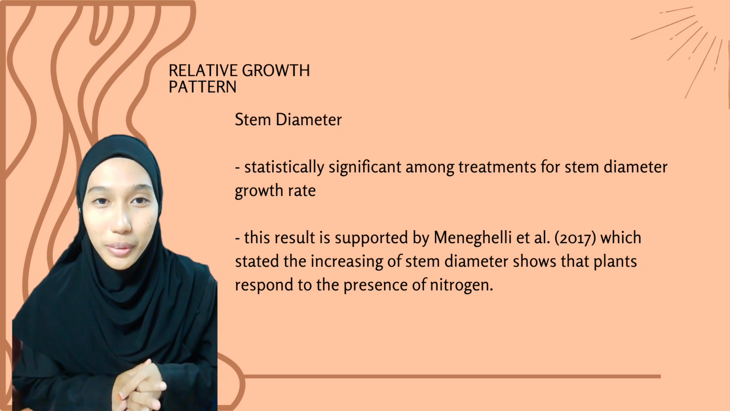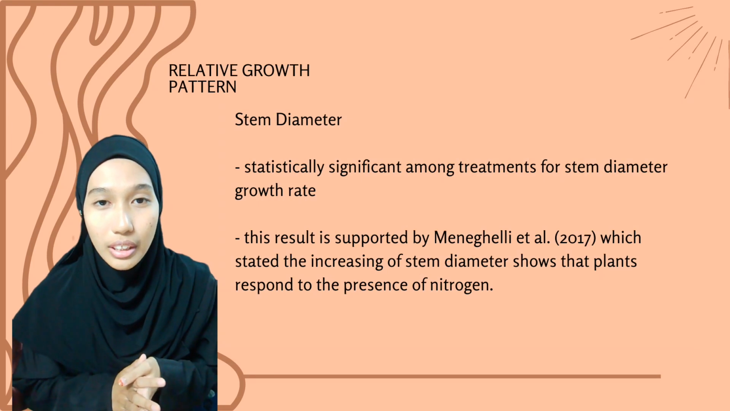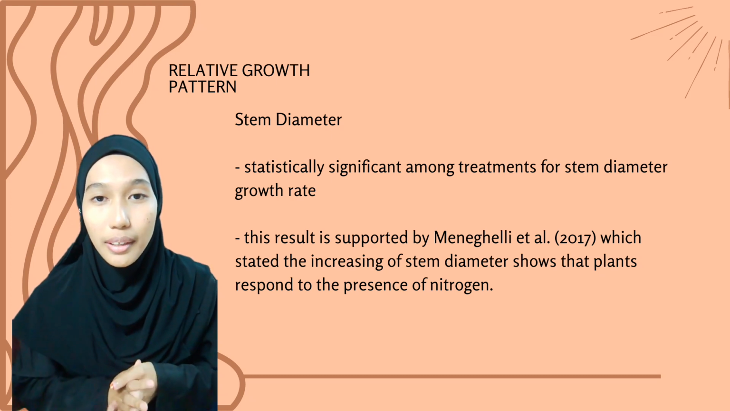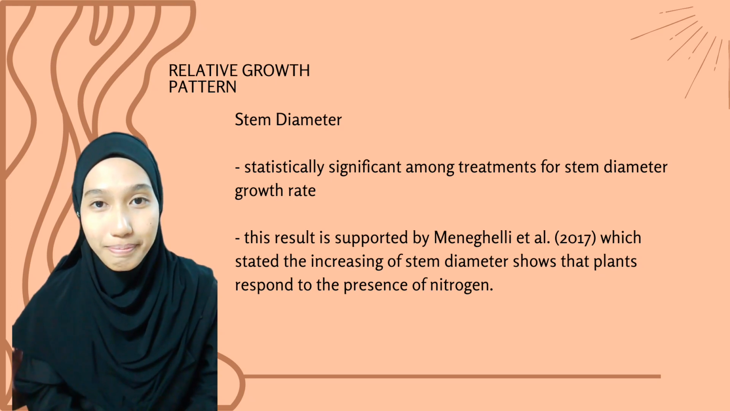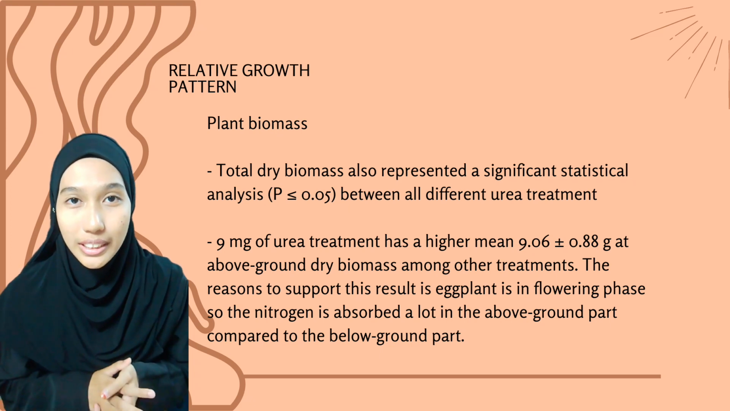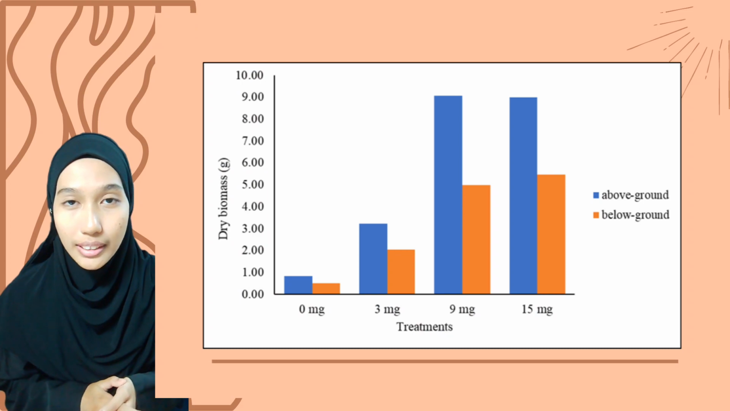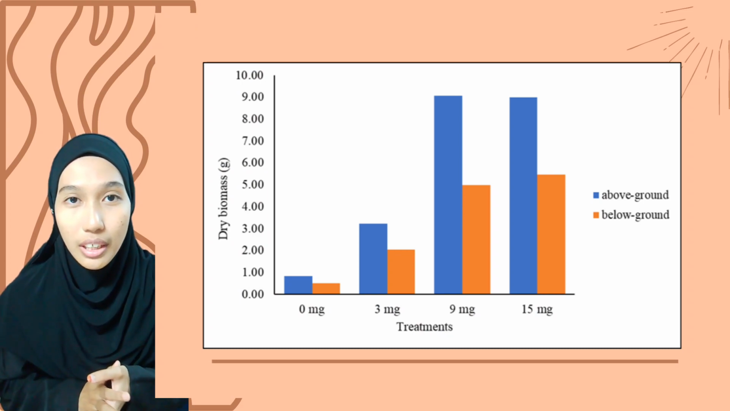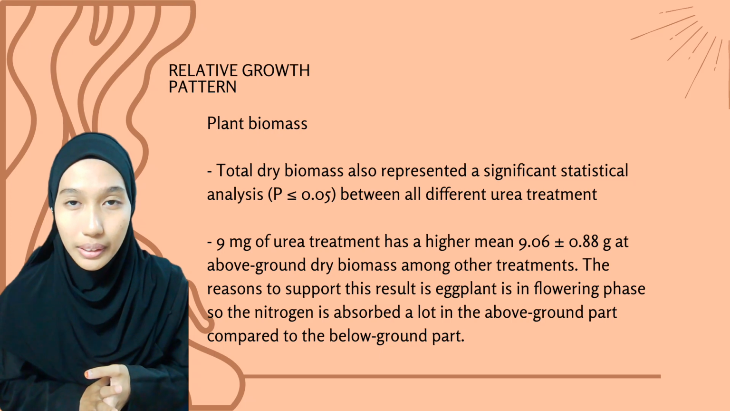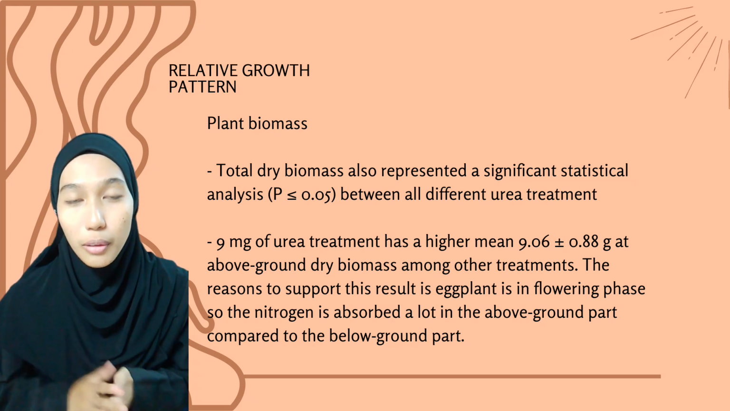Next, for stem diameter growth rate, there was a statistically significant difference among treatments. This result is supported by Menegheli 2017, which states that the increase of stem diameter shows that plants respond to the presence of nitrogen. Next, I will continue to the plant biomass. Total dry biomass also showed a significant statistical difference between all the different urea treatments. The 9 mg of urea treatment has a higher mean, which is 9.06, for above ground dry biomass among the other treatments. The reason supporting this result is that Solanum melongena is in the flowering phase, so the nitrogen is absorbed a lot in the above ground part compared to the below ground part.